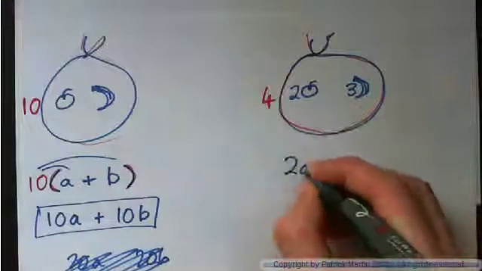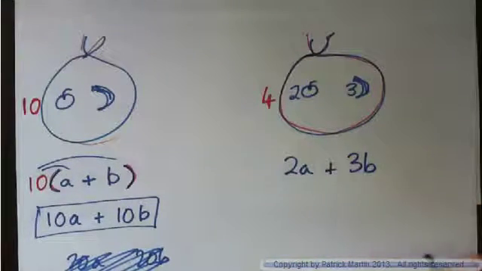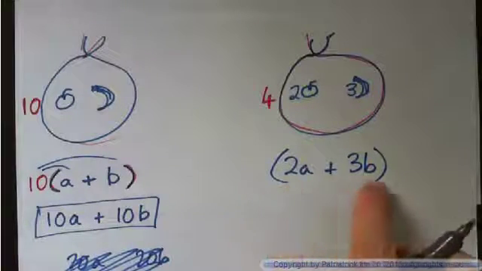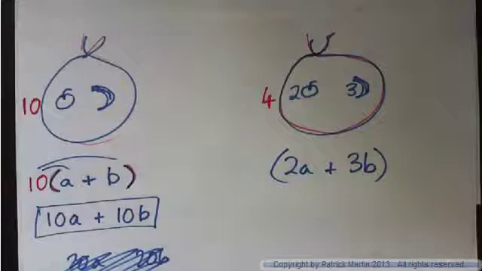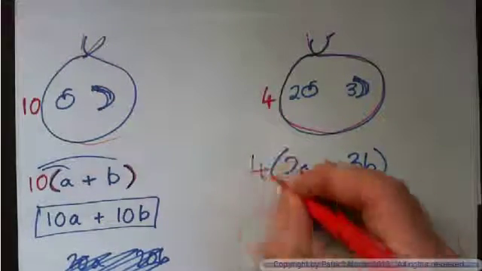So with algebra, this looks like this. 2 apples is 2A. 3 bananas is 3B. I have 2 apples and 3 bananas in a bag. Okay, parenthesis. So this is how you'd write that with algebra. The number 4 outside shows I've got 4 bags, so you'd put 4 here.